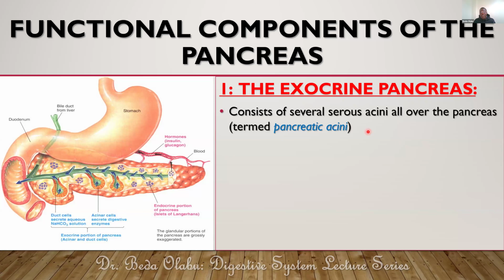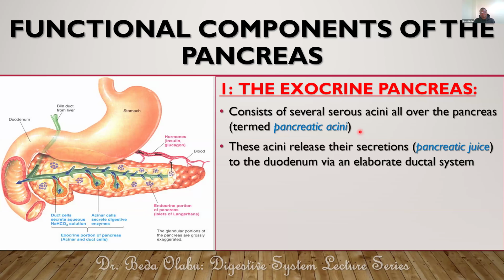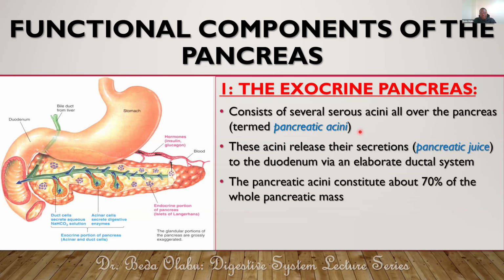Let's begin with the exocrine pancreas. When you say exocrine, it means it's producing its secretions into a ductal system. The part that produces secretions into the ductal system consists of several acini, so they are acini in nature. The pancreatic acini are all over the pancreas, and they're the ones that produce pancreatic juice into the duodenum via the main and the accessory pancreatic ducts. In total, pancreatic acini constitute about 70% of the total pancreatic mass, so they constitute the largest proportion.